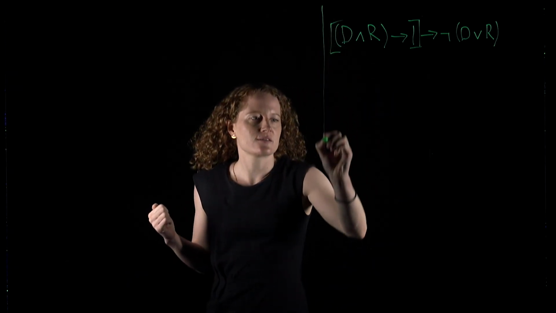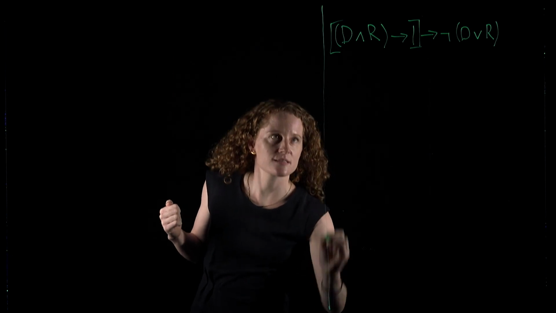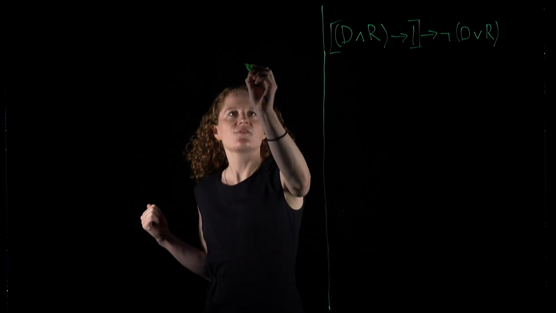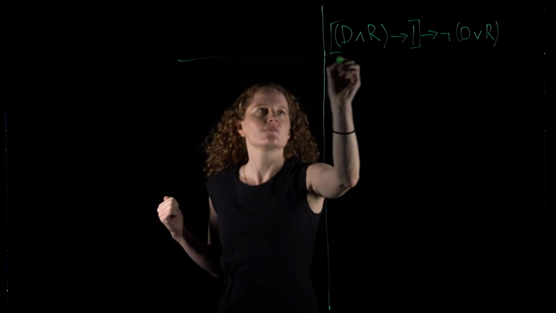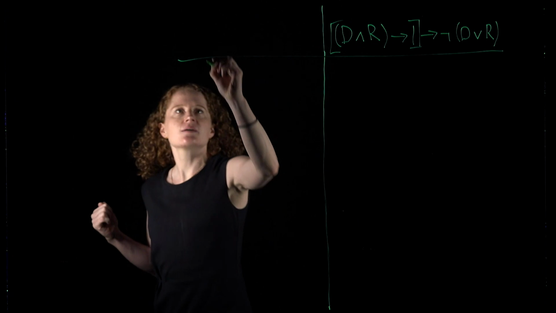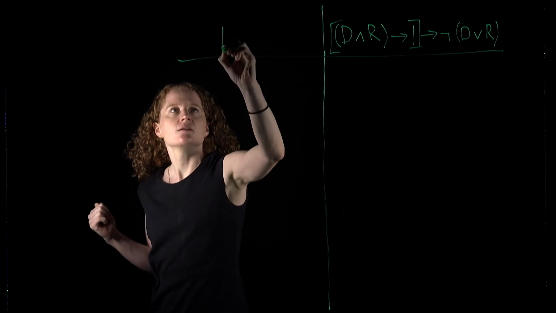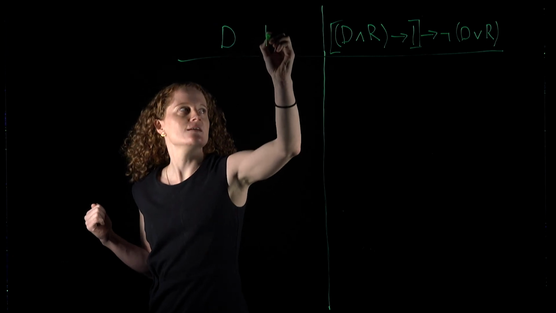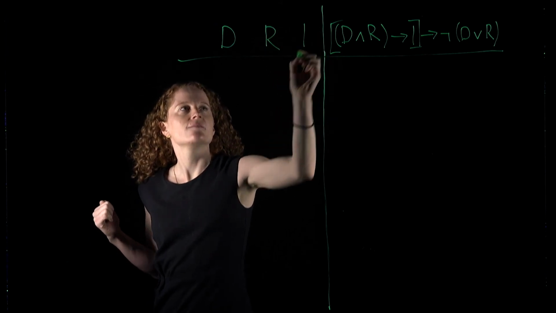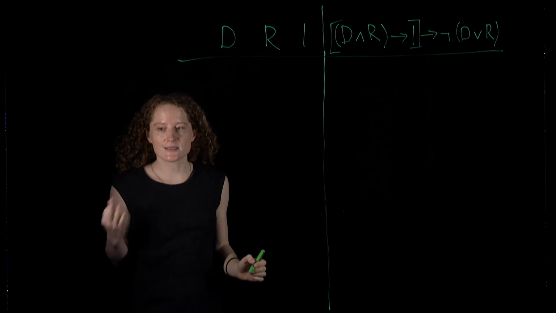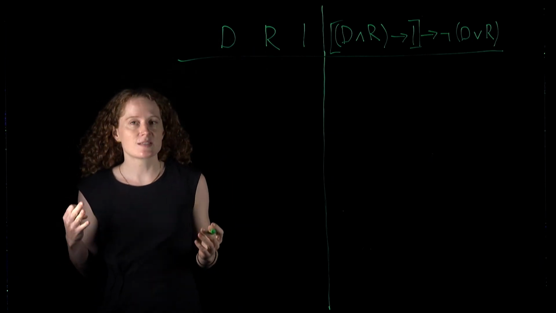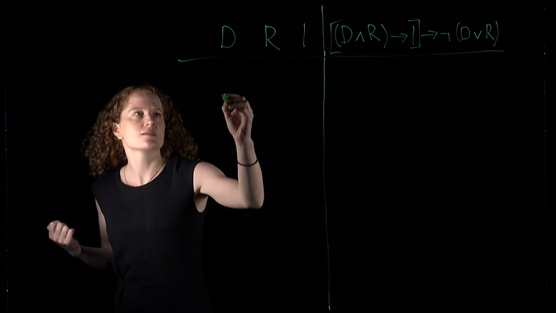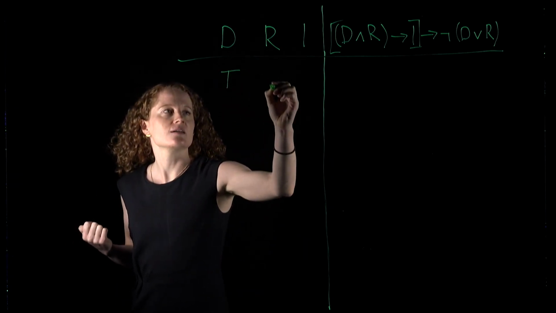I'm going to start constructing my truth table for the sentence by dividing the reference column from the assessment column and putting my 3 atomic sentences at the top of the reference column, D, R, and I. Now with 3 atomic sentences, I know that my truth table is going to have 8 rows, one for each of the possible valuations. So let's start to fill this in.